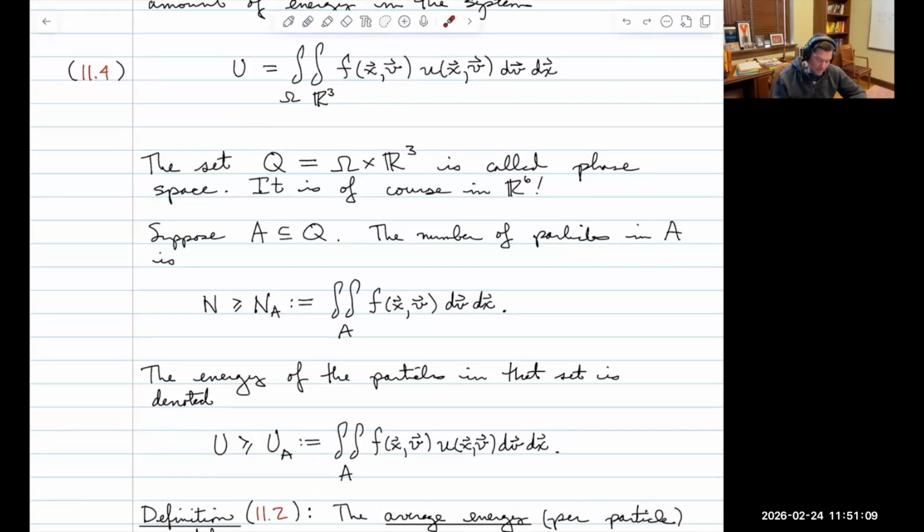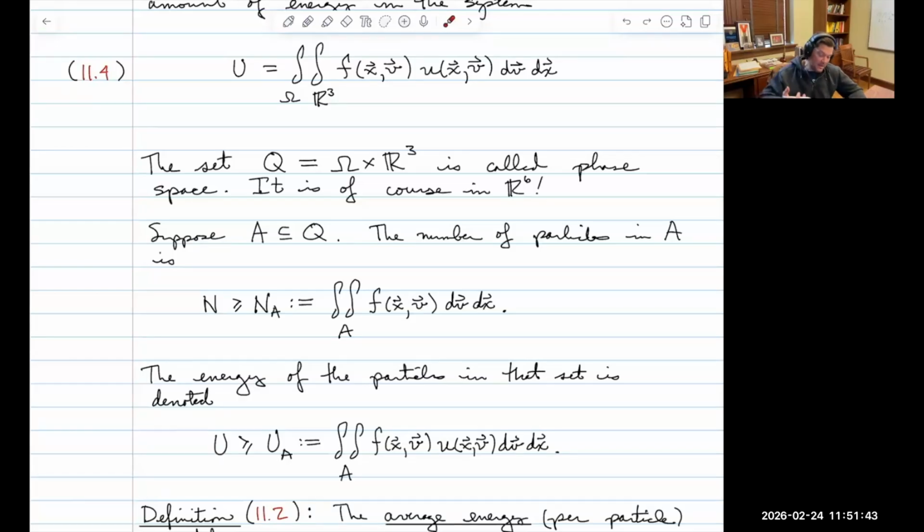Now, remember, I kept calling this phase space. Let's give it a name because we're going to see it again and again. Q, which is defined as omega cross R3. This is the velocity space here. This is the real space coordinates. Q, omega cross R3, is called phase space. And of course, it's a subset of six-dimensional space R6.